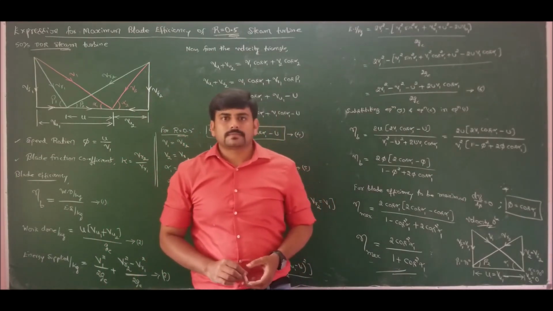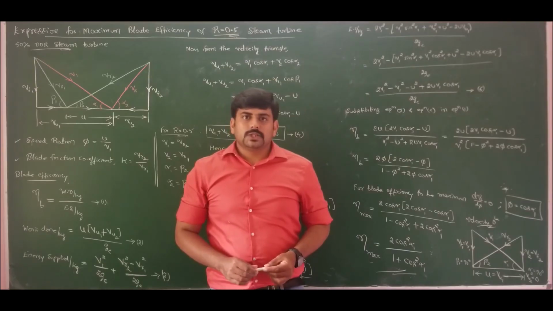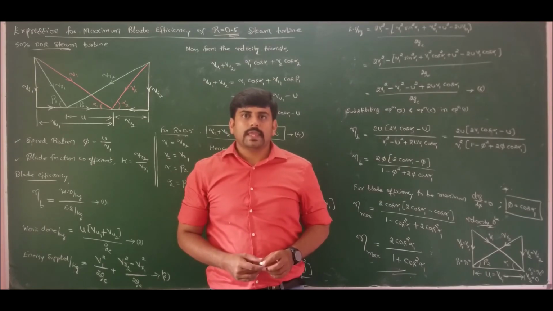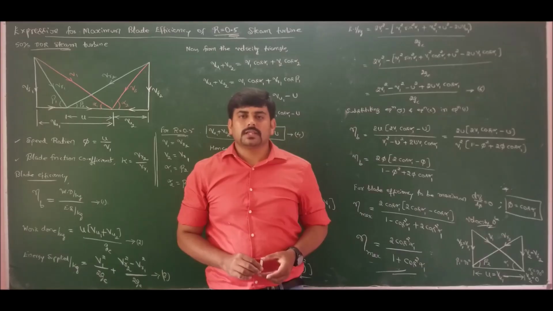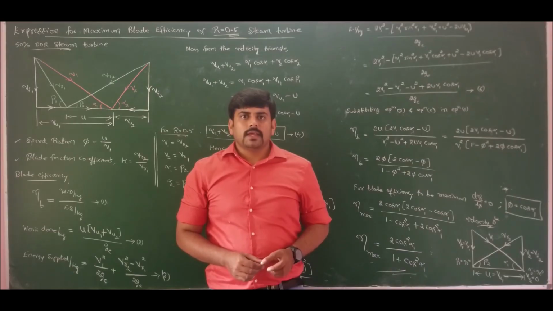So this completes the two very important derivations, that is maximum blade efficiency for impulse steam turbine and expression for maximum blade efficiency of 50% degree of reaction steam turbine. Good example for impulse steam turbine is De Laval steam turbine. Example for 50% degree of reaction steam turbine is Parsons steam turbine.